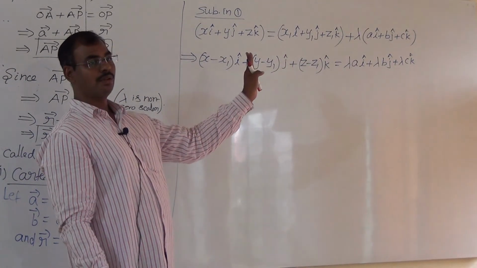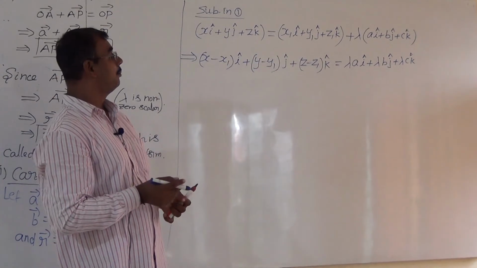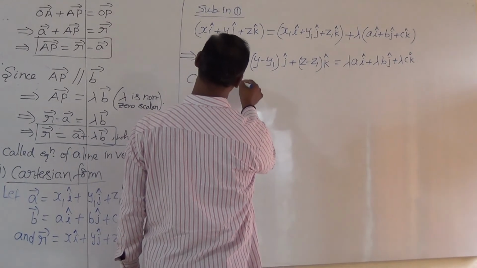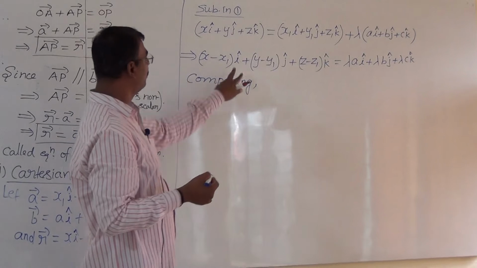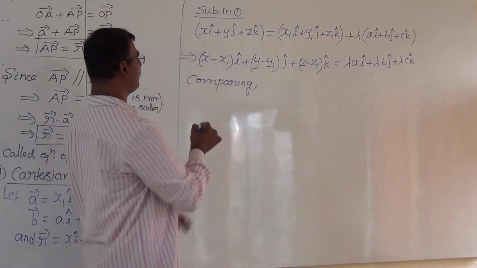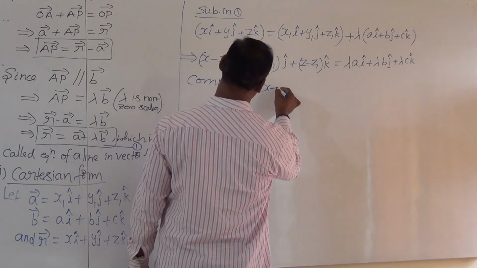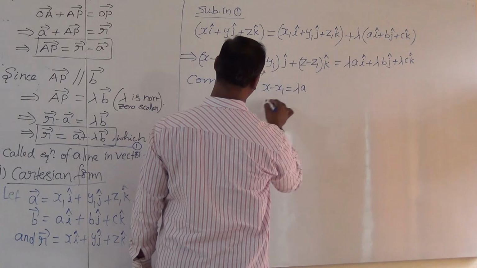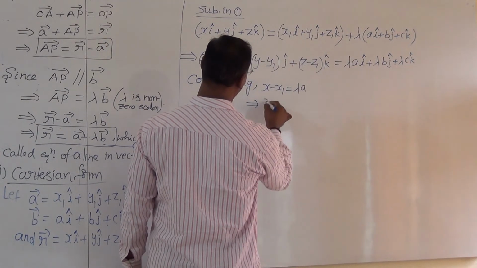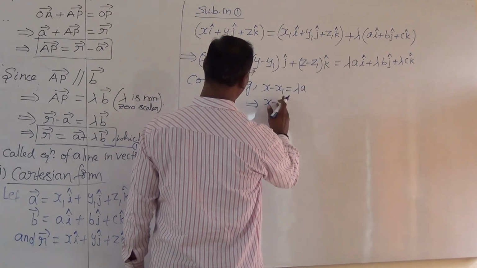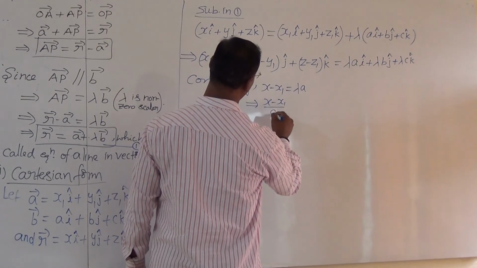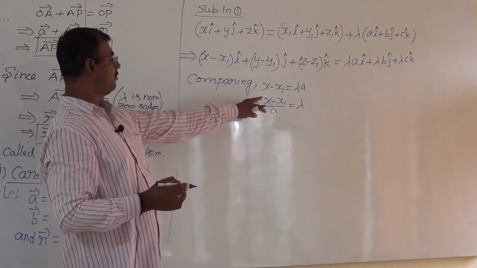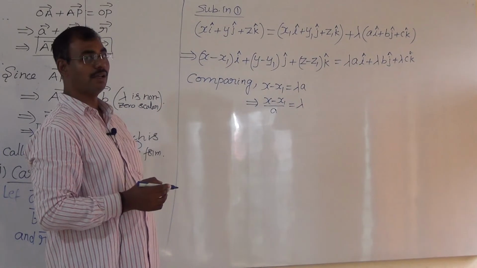Hereafter, what to do? Comparing on both sides. So, what is the i coefficient? x minus x1 is equal to, here what is the coefficient? Lambda times a. From this, what is the lambda? x minus x1 divided by a is equal to lambda. We got x minus x1 by a is equal to lambda.